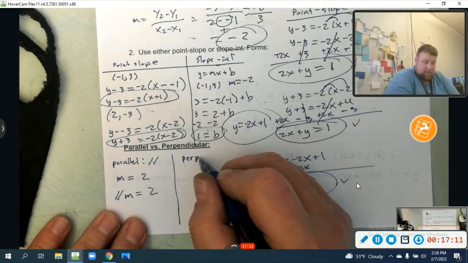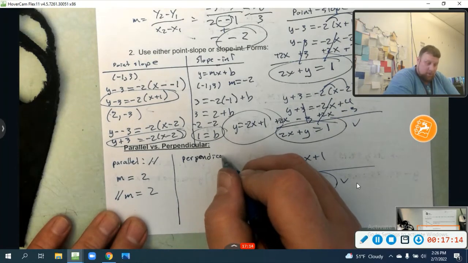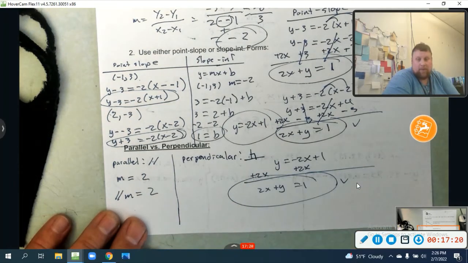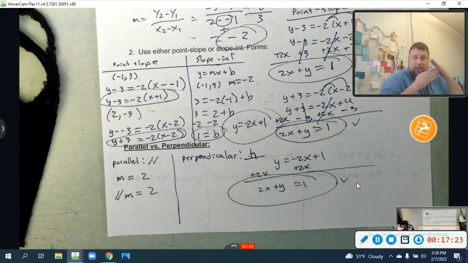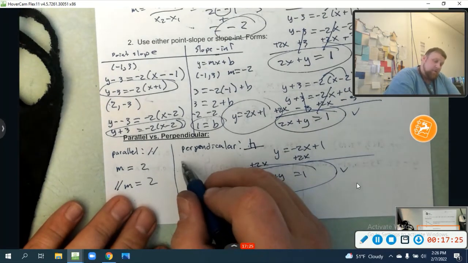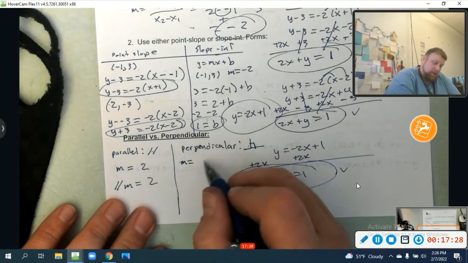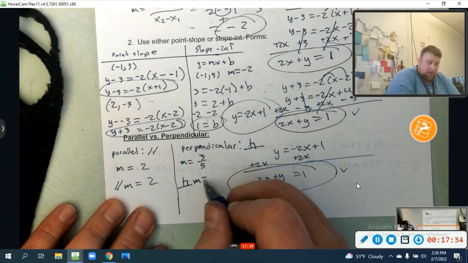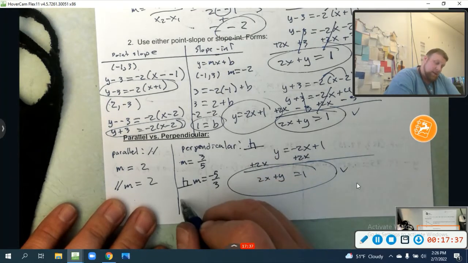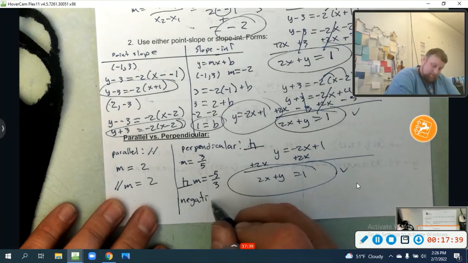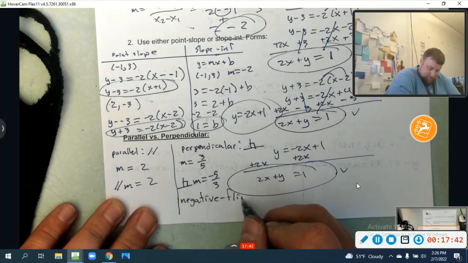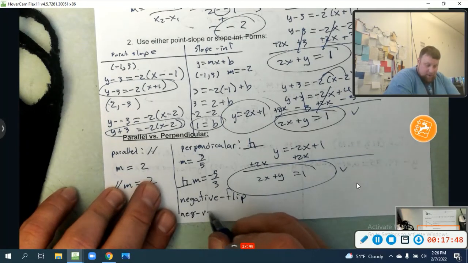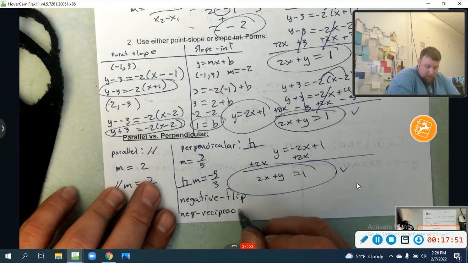Perpendicular. This one has a little more work to it. And the symbol for perpendicular is that little right angle right there. Okay? Which means they're going to meet at a 90-degree angle. For a perpendicular slope, if my slope is 3/5, then my perpendicular slope is going to equal negative 5/3. It is the negative flip, or negative reciprocal. Flip and reciprocal are the same thing.